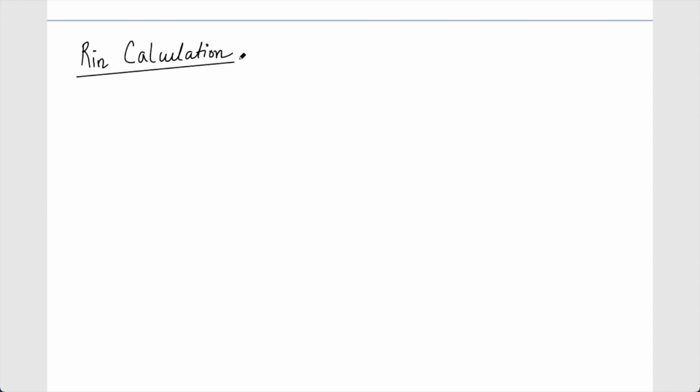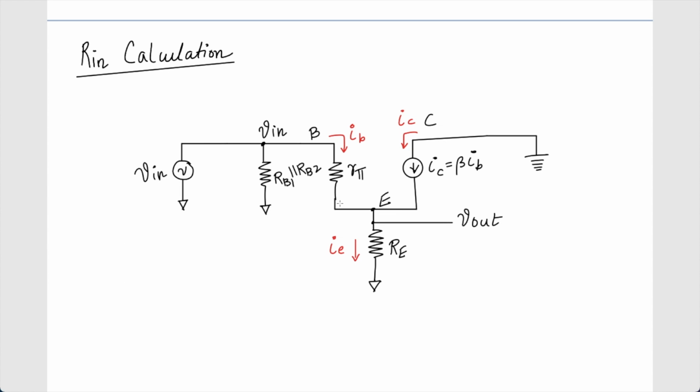So R in calculation. Okay, so let's bring our first diagram that we have used. Let's eliminate this one, and let's apply voltage Vx and find out the input resistance Ix, and we know that R in will be equal to Vx by Ix.